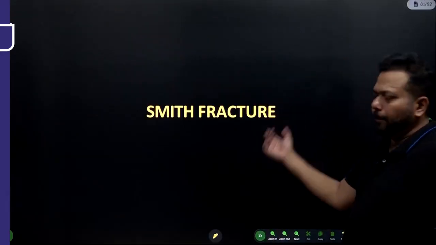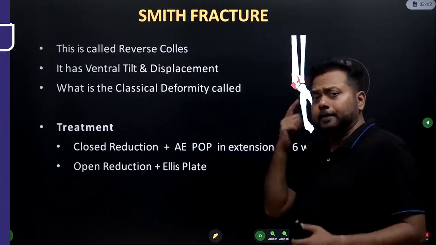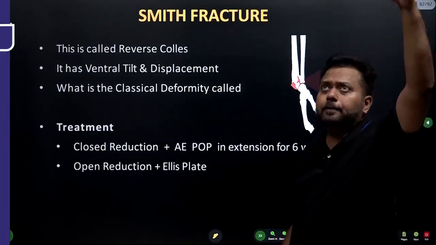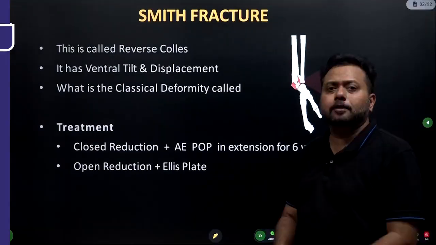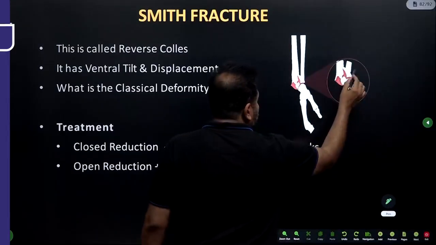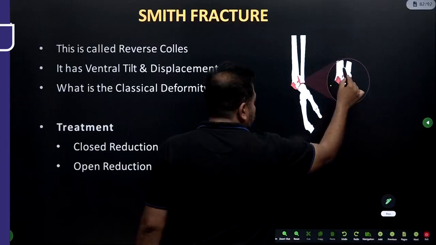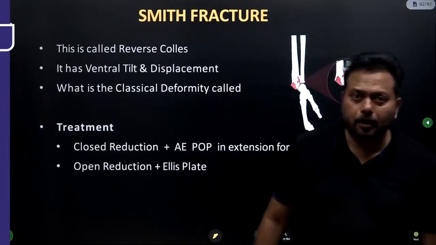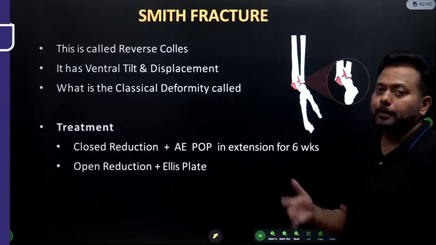Yes. Now, coming to the next fracture, distal radial fracture, which is called Smith fracture. The Smith fracture is otherwise called reverse Colles. What happens? Dorsal tilt, dorsal displacement happens in the distal fragment of the Colles fracture. Instead of dorsal tilt and dorsal displacement, here we are getting ventral tilt and ventral displacement. Going to the volar aspect, that's called volar tilt or ventral tilt, the reverse Colles, otherwise called Smith's fracture.